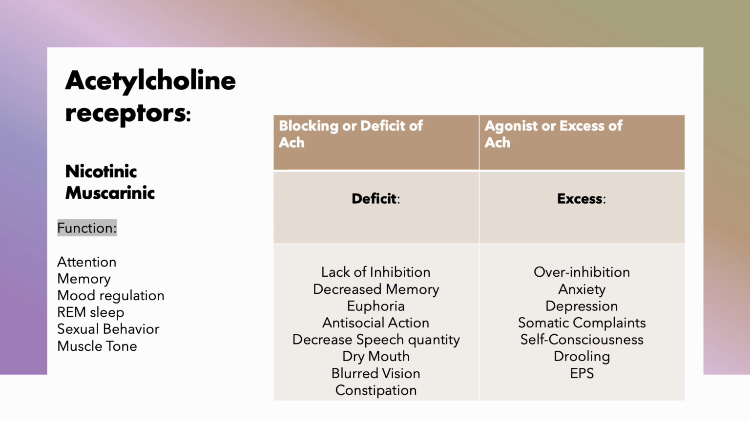Acetylcholine receptors are nicotinic and muscarinic. The function of these receptors is attention, memory, mood regulation, REM sleep, sexual behavior, and muscle tone. A deficit of these acetylcholine receptors causes lack of inhibition, decreased memory, euphoria, antisocial action, decreased speech quantity, dry mouth, blurred vision, and constipation. An excess of these receptors causes overinhibition, anxiety, depression, somatic complaints, self-consciousness, drooling, and EPS.